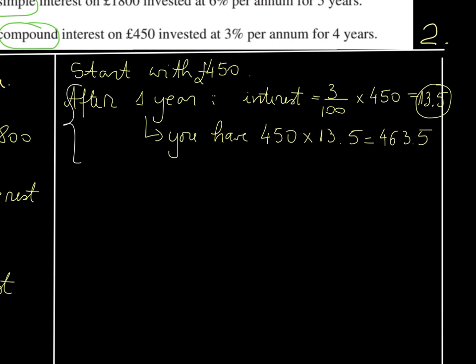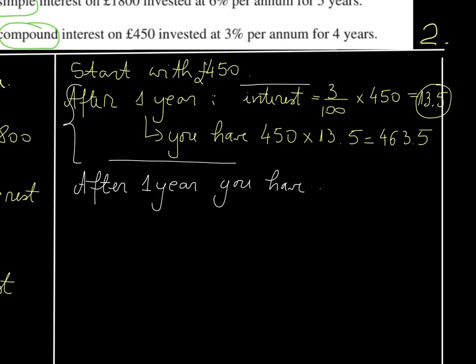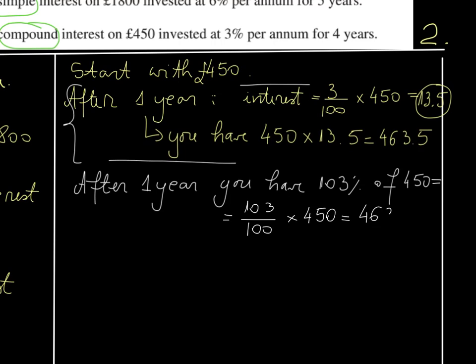Another way to do the same, which is preferable in the case of compound interest, is that you think that after 1 year you have 103% of 450. Right? Because you had 100% and the bank gives you 3%, so you end up with 103%. So practically you have 103 over 100 of 450. And if you use your calculator, you see that it will give you the same 463.5.